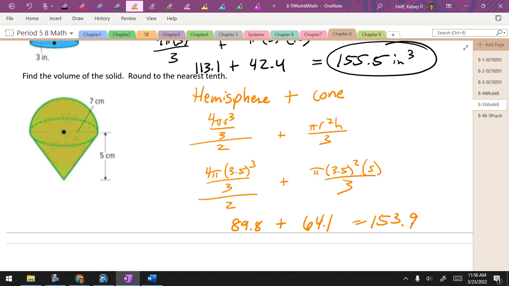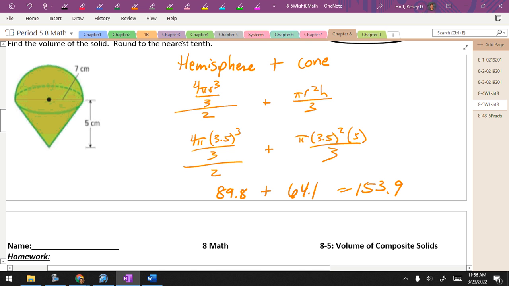So remember, with your hemisphere, you got to find your sphere, but then you got to divide that in half. Don't forget that dividing by 2. So I got 89.8 for the hemisphere and 64.1 for the cone. Anybody else? Yes? Total of 153.9? Centimeters cubed.